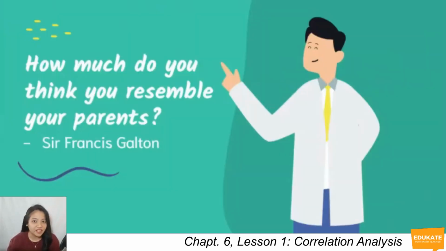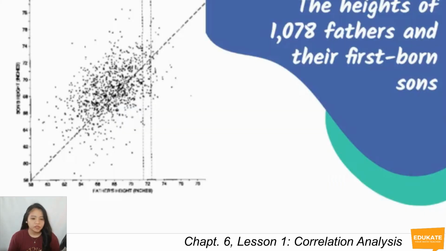So before we start, Sir Francis Galton has a question for you. How much do you think you resemble your parents? Sir Francis Galton was one of the first scientists who investigated the relationship of variables within the context of studying family resemblances. Galton's disciple, Carl Pearson, further worked on this topic through an extensive study on family resemblances. So what they did is they collected and plotted the heights of 1,078 fathers and their respective firstborn sons when they reached the age of maturity.